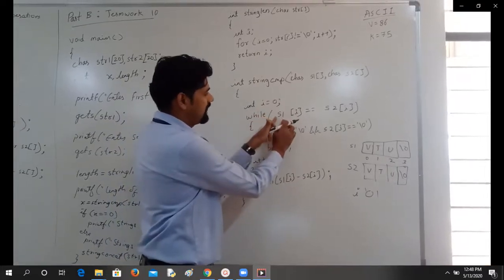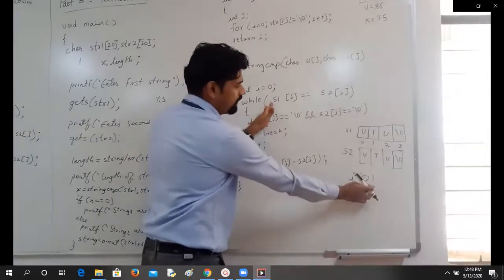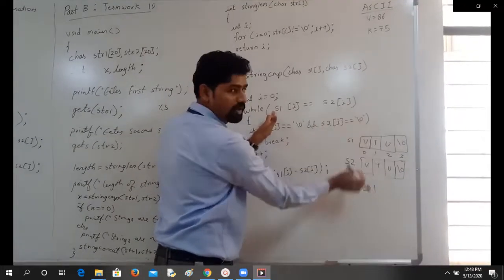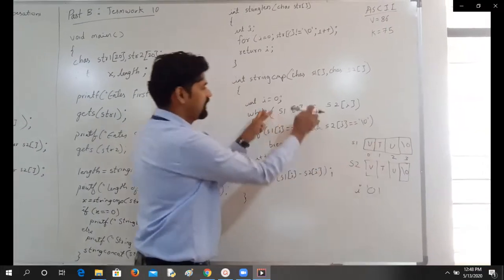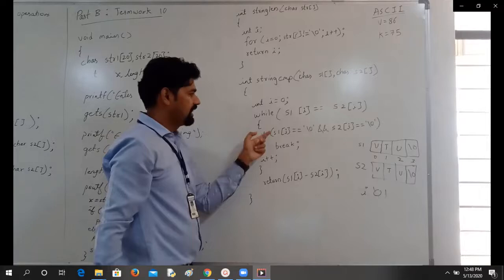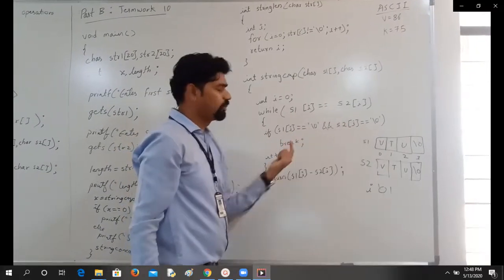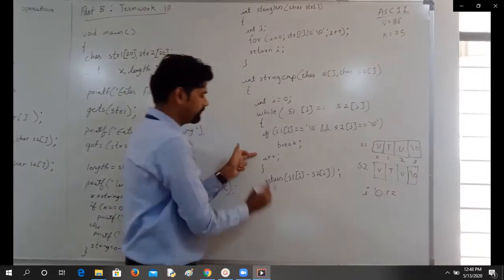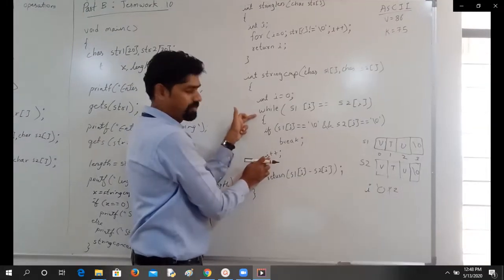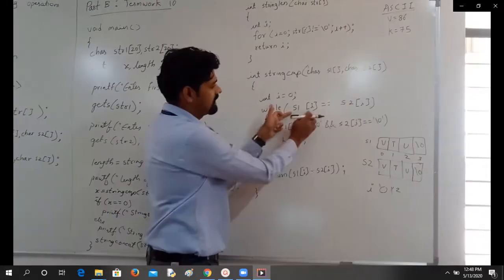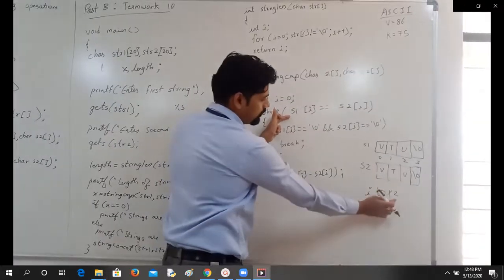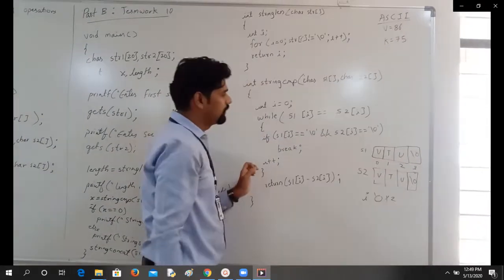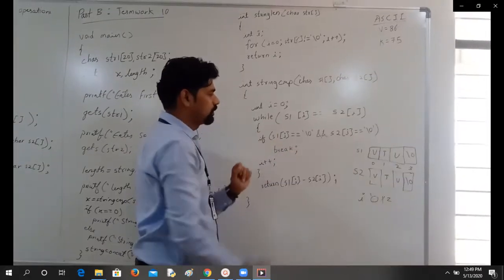I check what is there at location S1 of 1, which is T. Same, S2 of 1 also is T. So these are equal again. This is true, control comes inside. I check if the strings have come to an end. No. So I is incremented, I becomes 2. Again, because this is the last statement of the loop, control goes back. I check what is there in the location 2, meaning S1 of 2, which is U. So these are again equal. So what happens? Control comes inside.